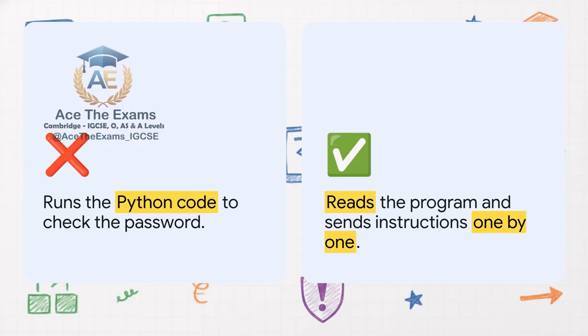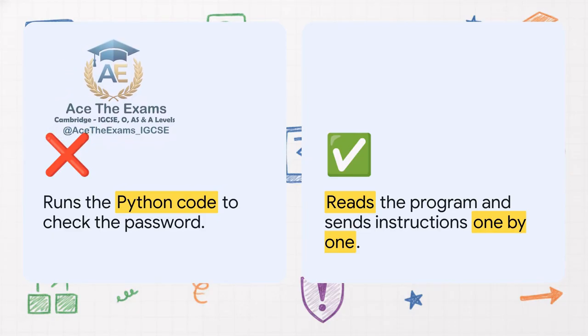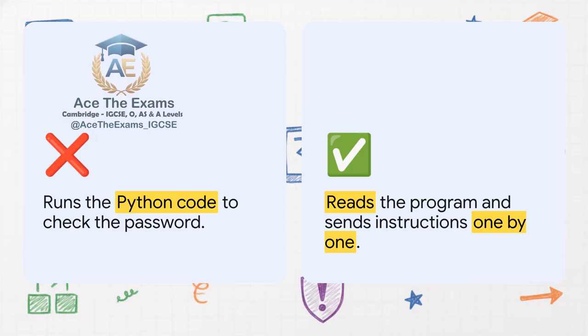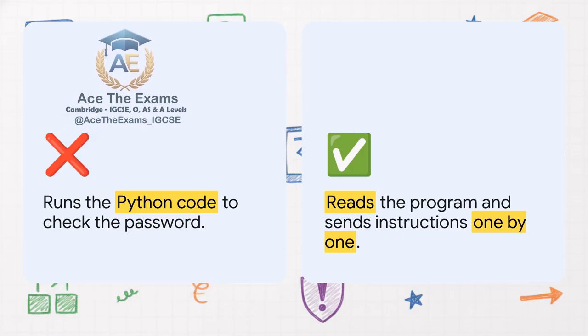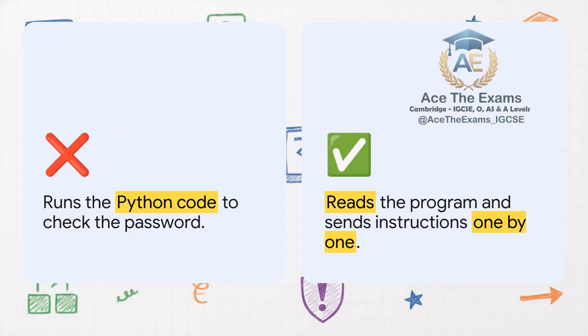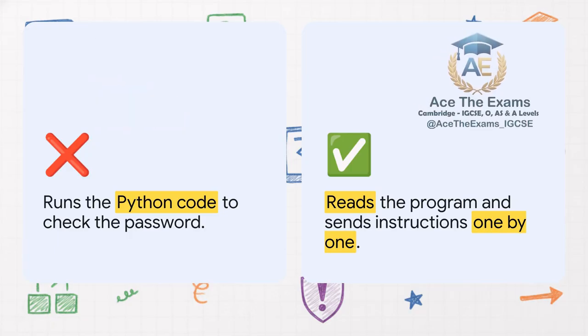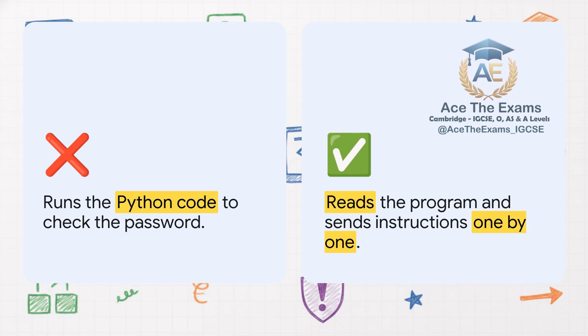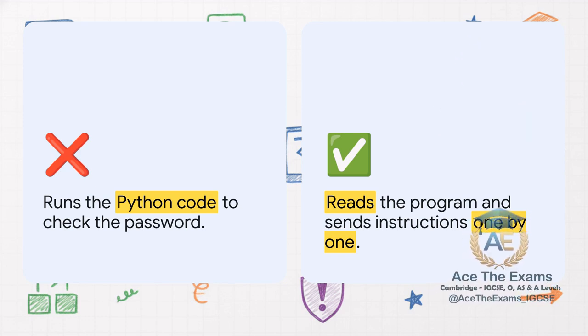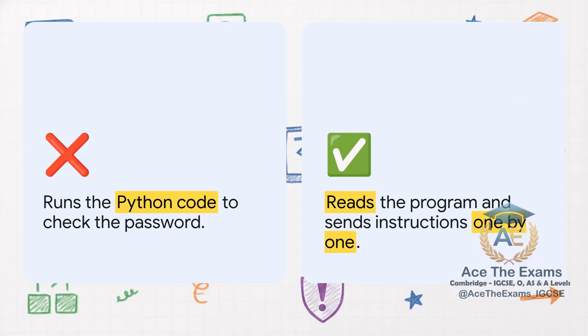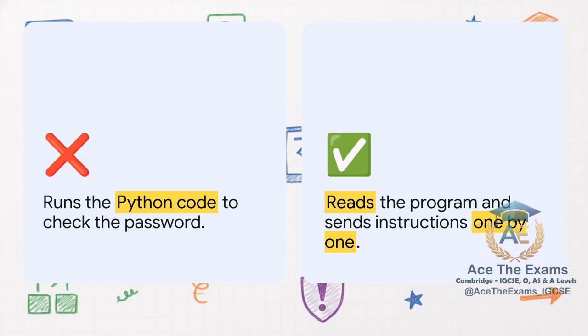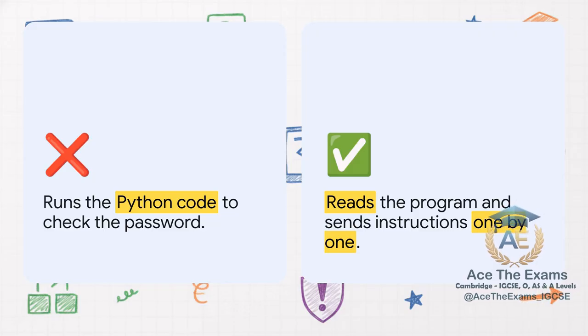The interpreter reads the high-level Python program and sends the instructions to the processor in executable form one by one without creating a file. Do you see the magic there? We use the specific scenario context, the high-level Python program. We explain the mechanism using precise terms like executable form and processor and one by one, and we totally nailed the examiner's favorite phrase without creating a file. That, right there, is how you crack the mark scheme.